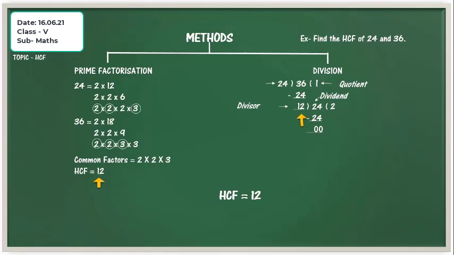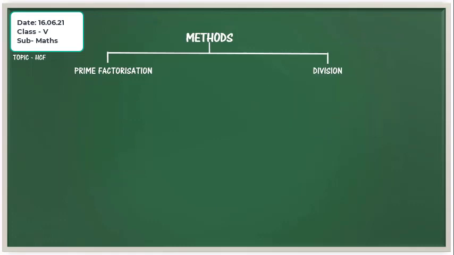Let's solve one more example. Find the HCF of 25 and 50. First, let's solve this by prime factorization method. So we'll find out the factors of 25, and here we got 5 into 5 and we cannot further split any number among these. Now we have to split 50. So 50 will be split into 2 into 25.